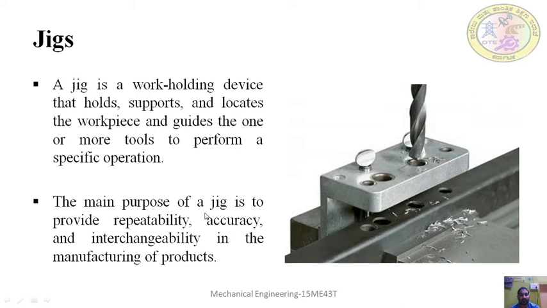The main purpose of the jig is to provide repeatability, accuracy, and interchangeability in the manufactured product. If you want identical parts manufactured in mass production, with no changes between the components, and you want repeatability of the dimensions and the surface finish, in such cases we are using jigs. Remember that the jig will hold the workpiece, locate the workpiece, and also guide one or more tools to do the specific operation.